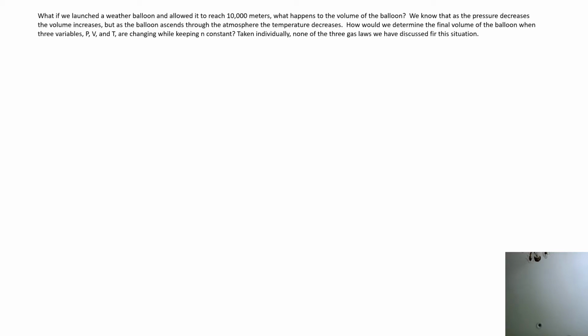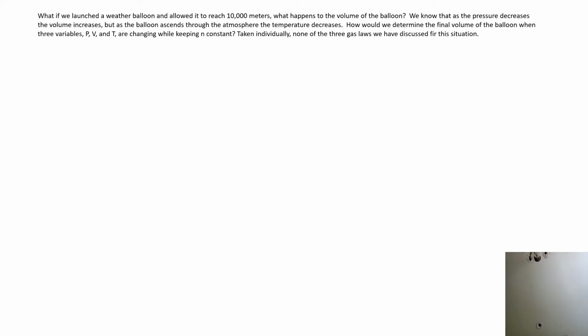So what if we launch a weather balloon and allow it to reach 10,000 meters? What happens to the volume? We know that as the pressure decreases, the volume increases. But as that balloon ascends through the atmosphere, the temperature decreases.